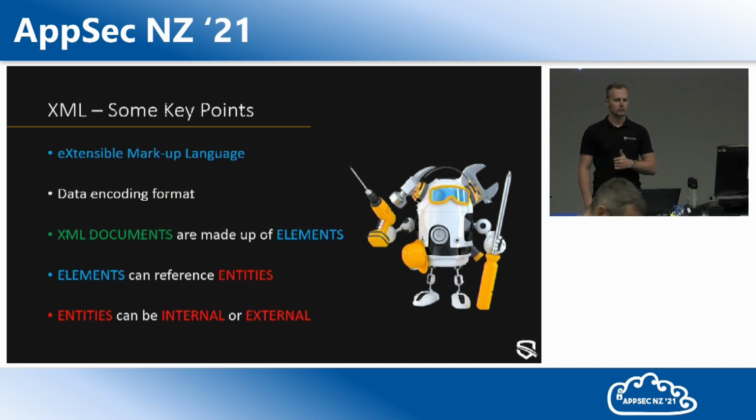Can you guys hear me okay now? Sweet. So XML, when it's passed back and forwards, is usually referred to as a document, and XML documents are made up of things called elements. And elements can have references to entities, which we'll cover a little bit more later on, and entities can either be internal or external.